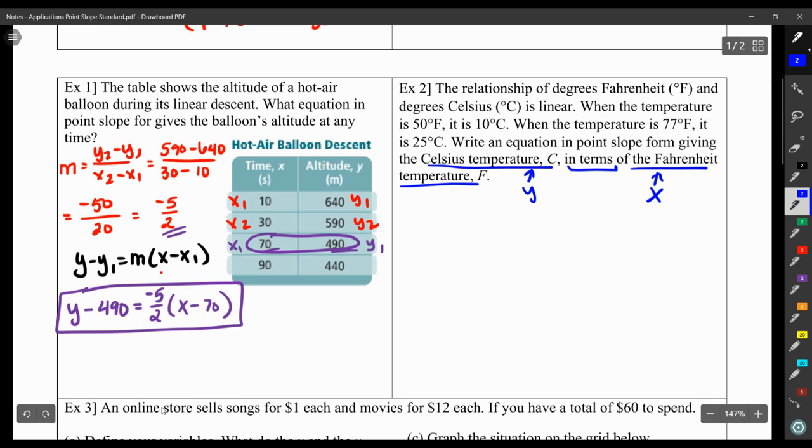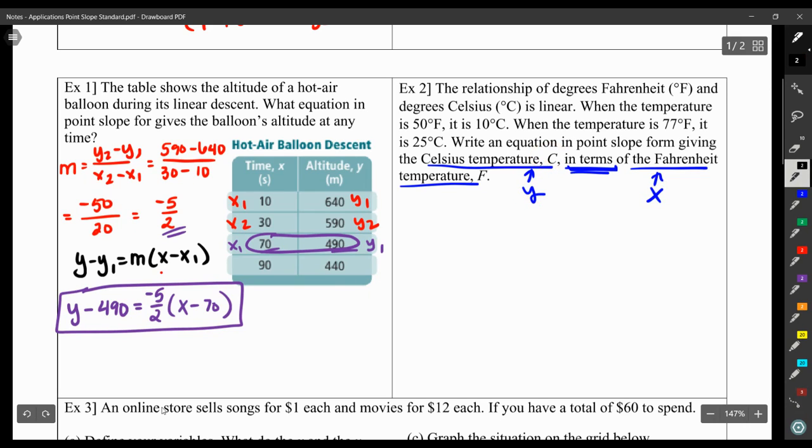And this is really the y. So C is going to go in the y spot and F is going to go in the x spot. This, in terms of, tells you what the x variable is. So since it wanted the C in terms of Fahrenheit, that means Fahrenheit has to be the x and the first one is the y.